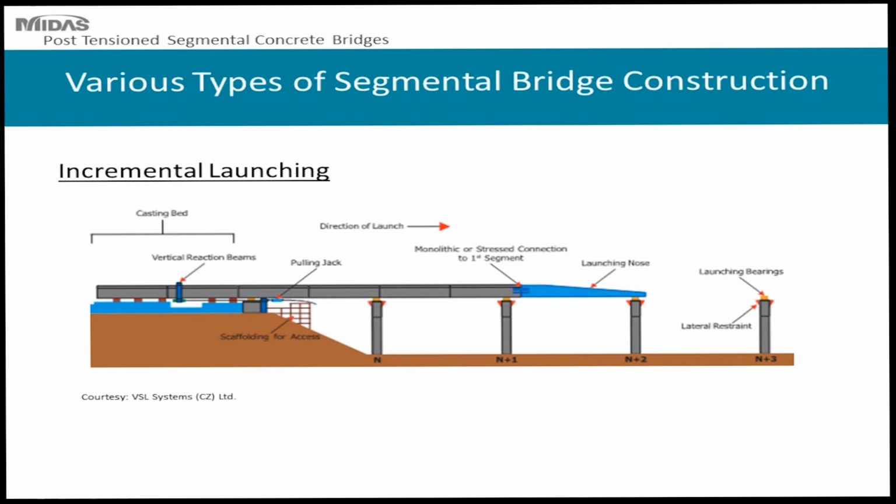Next, we go over incremental launching. This method is used on span ranges between 30 meters and 90 meters. This method is not normally used in environmentally sensitive areas where construction access is limited to one end of the bridge. Unlike the span-by-span or the balanced cantilever method, no overhead gantry is used. Each span is cast and stressed in a casting bed at an abutment, and it is attached to a steel launching nose. The launching nose is attached to the first segment to reduce the bending moment and stress in the girder segments. This method can be used on both straight and curved alignment.